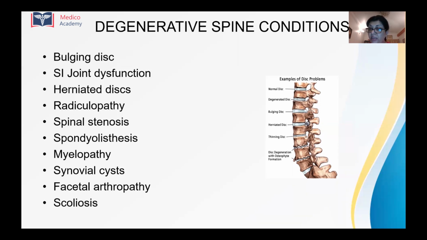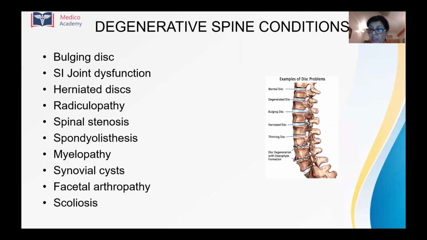Spondylolisthesis. This occurs when one vertebra slips forward relative to the other vertebra. This can occur in the neck or in the lower back. Myelopathy is a condition in the neck or the mid-back in which the spinal cord is irritated or injured.